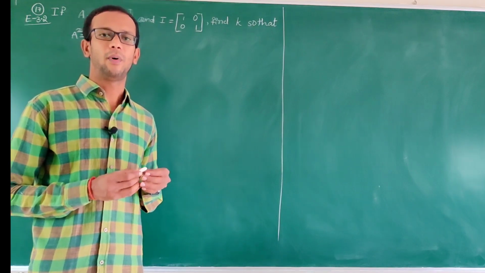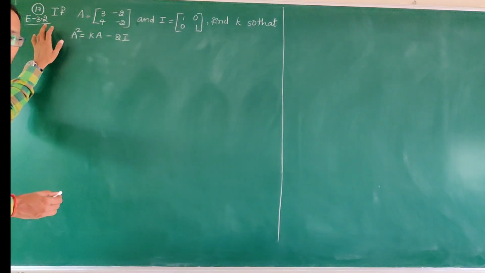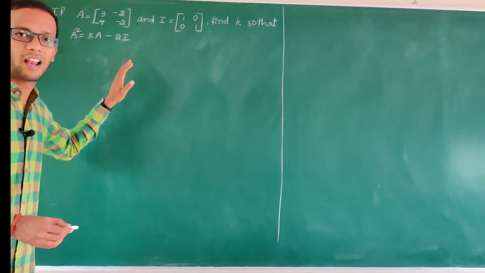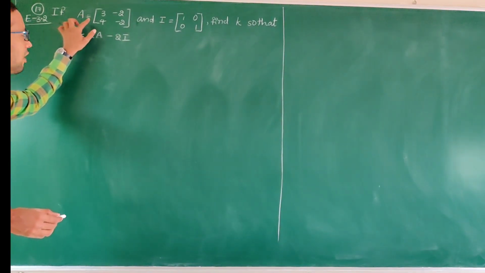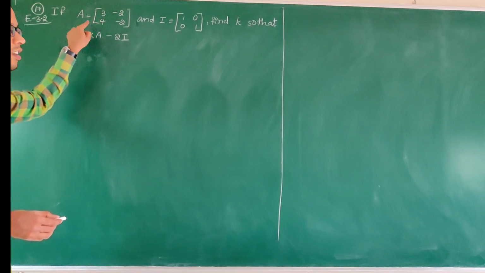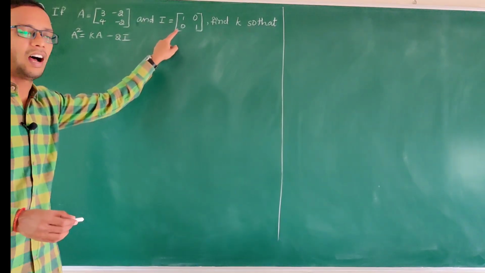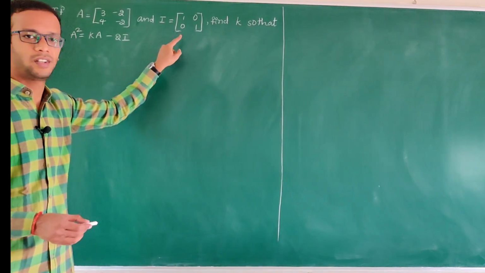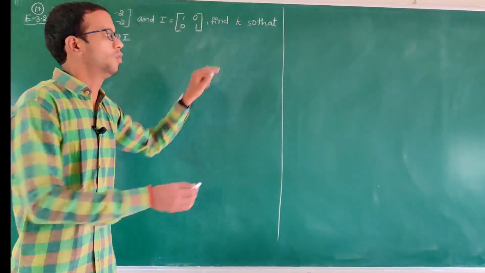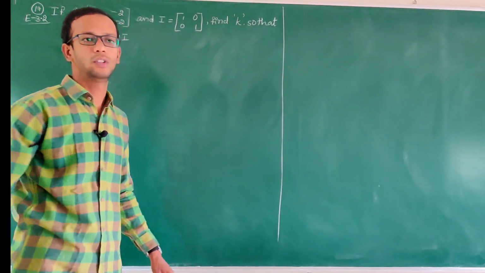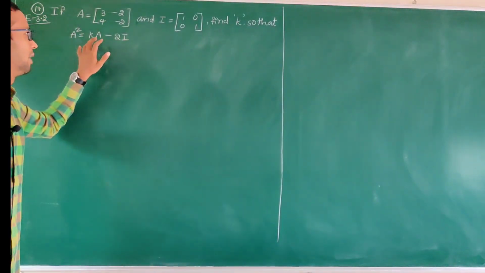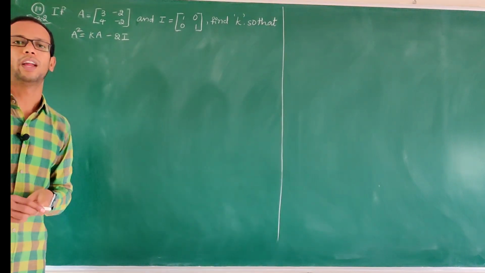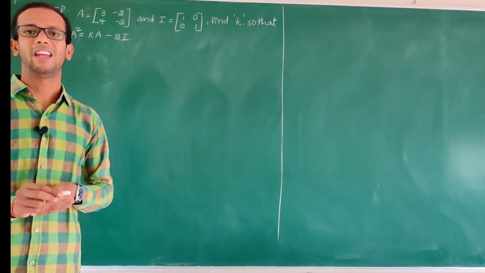So now exercise 3.2, problem number 17. Up to 16 problems we did in previous classes. In the 17th one, if capital A is equal to this 2 by 2 matrix, and I is the 2 by 2 identity matrix, 1 0 0 1, find the k value by using the condition A square is equal to kA minus 2I. A square is equal to kA minus 2I.